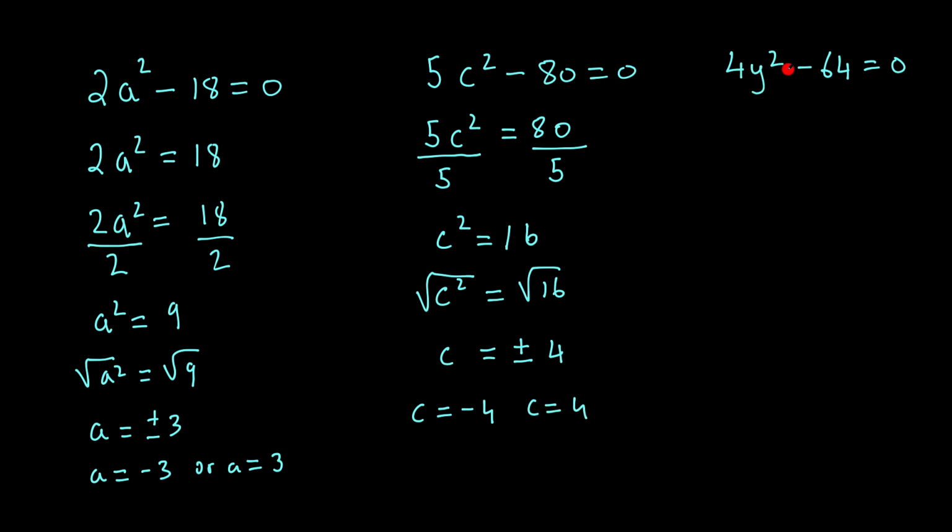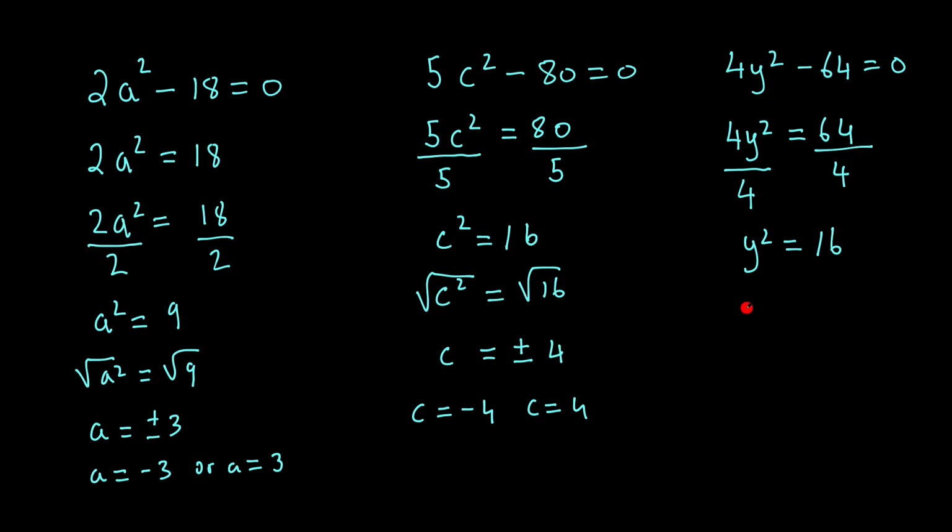So we've got 4y squared minus 64 is equal to 0. So that means 4y squared is equal to, if I take the minus 64 to the other side, that will become 64. So 4y squared is equal to 64. Then I divide both sides by the coefficient in front of the y squared, which is 4. And this then would give me y squared is equal to 16.